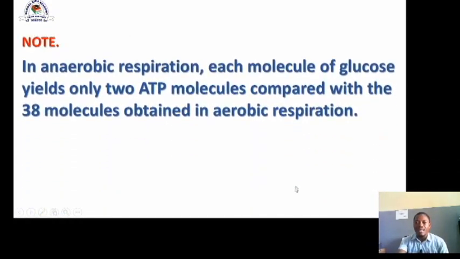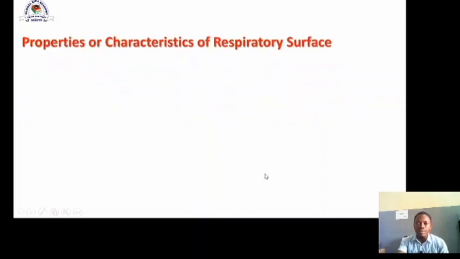Note this, that in anaerobic respiration, each molecule of glucose yields only 2 ATP molecules compared with the 38 molecules obtained in aerobic respiration. In other words, in aerobic respiration, the greatest amount of energy is produced compared to that of anaerobic respiration. Take note of that. Now let's consider some properties or characteristics of respiratory surfaces.